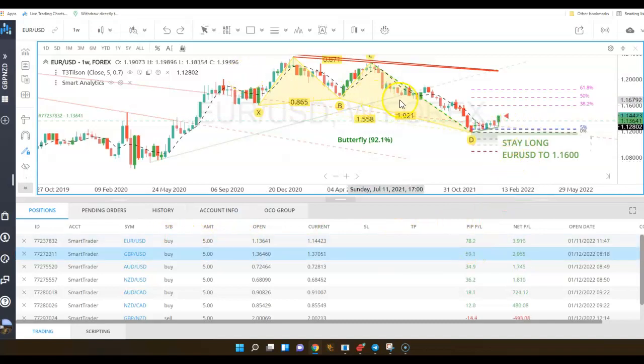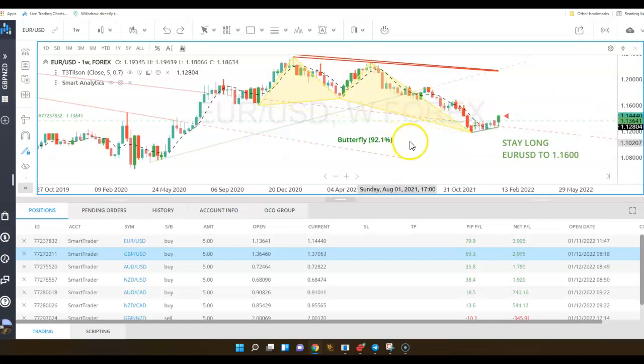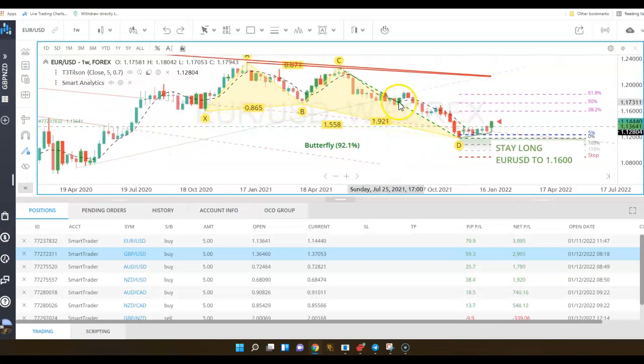I'm looking for a target, which is the first target on the harmonic at 38% retracement. If you do not understand harmonics, it's just Elliott wave patterns. Here's an A, B, C, D. When it hits D, it should turn around and head the other way.